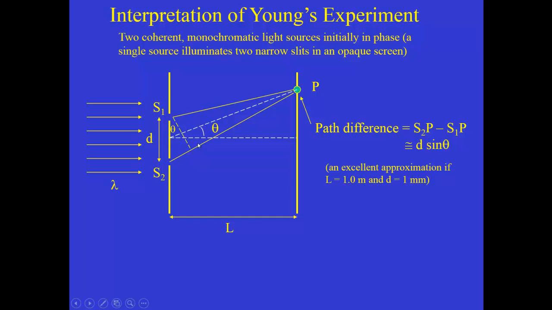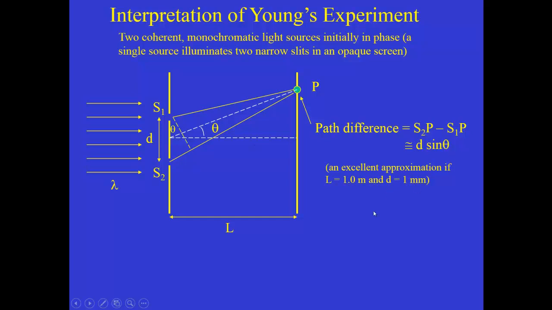And then trigonometry tells us that this path difference here is approximately equal to d times the sine of theta. So if this distance L is large compared to the separation distance between the slits, this is a very good approximation. It's only an approximation because if you make that perpendicular line, the two paths from S1 to P and from this point here to P aren't exactly the same. But if the angle theta is small, they are very close to being the same, so the true path difference is approximately equal to d sine theta.